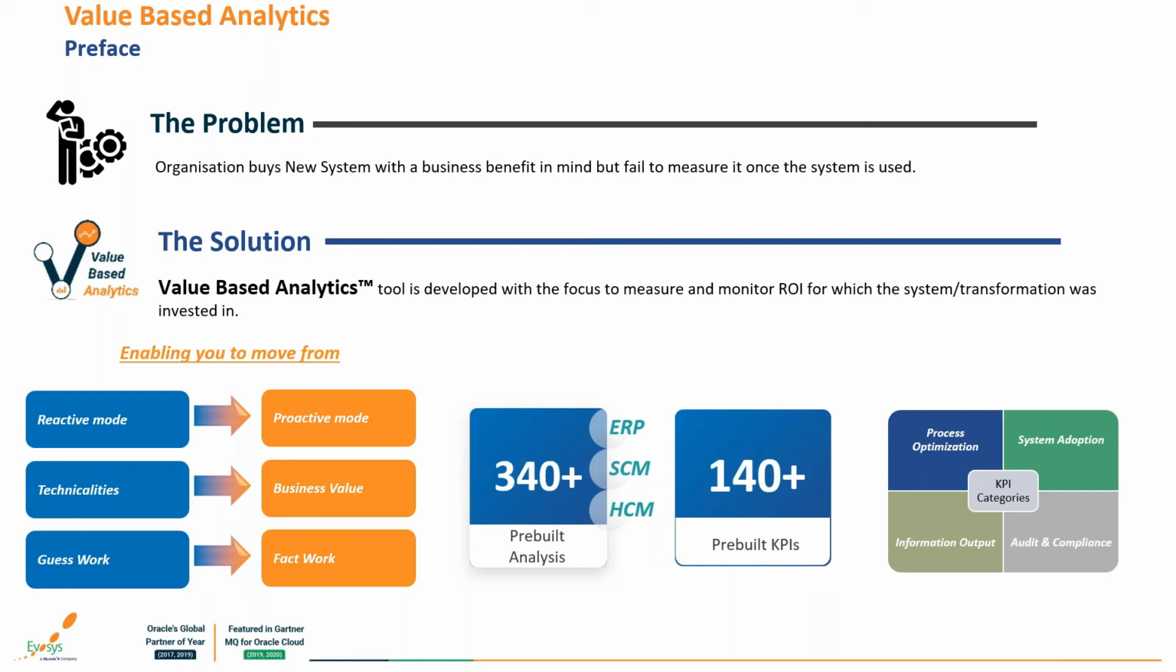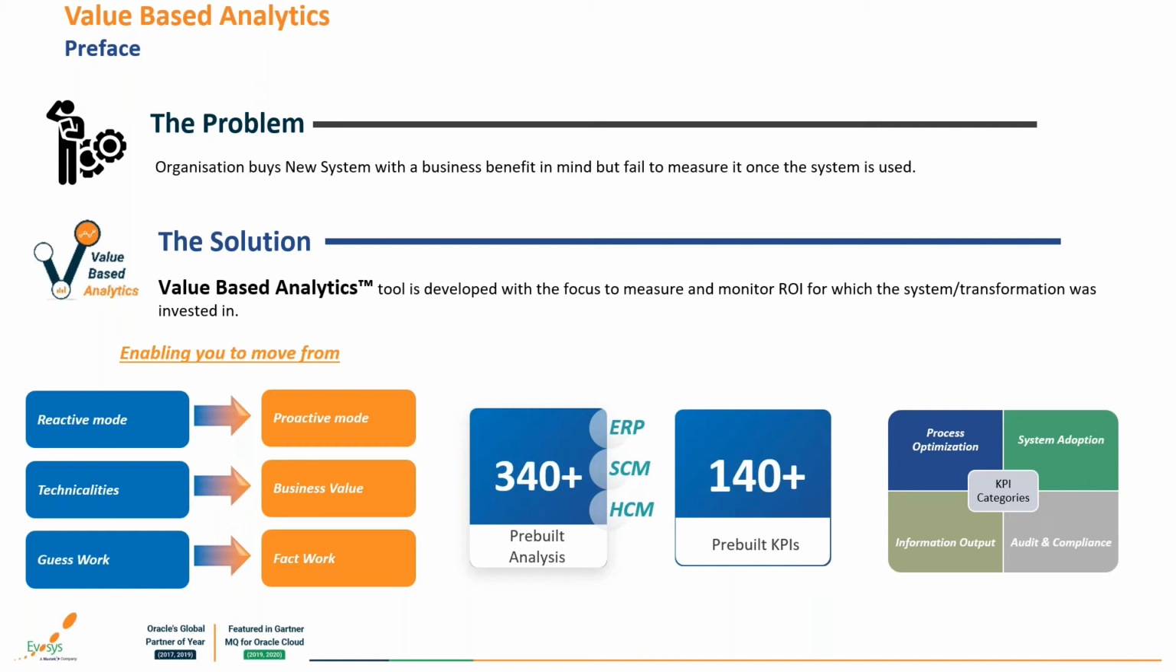So the solution which we have proposed is VBA, which is value-based analytics. It is a tool which is developed with the focus to measure and monitor ROI for which the system transformation was invested in. Basically, we have pre-built analysis around 340 plus, and there are pre-built KPIs, which is around 140. So basically, the VBA tool will be helpful to meet your KPIs.